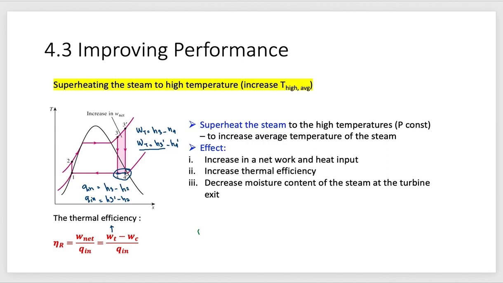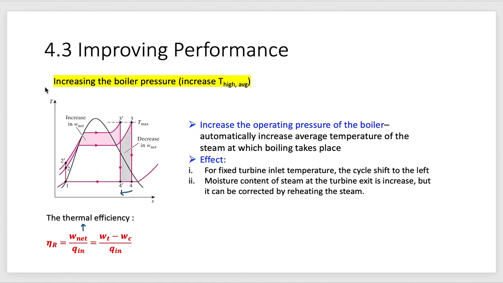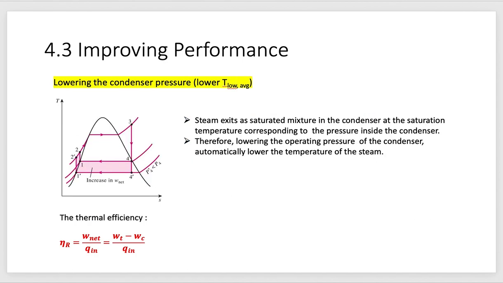So, the idea is to increase the temperature. First thing first, we have to superheat the steam to a higher temperature. And secondly, to increase the boiler temperature. Next, the idea of lowering the temperature is by lowering the condenser pressure.